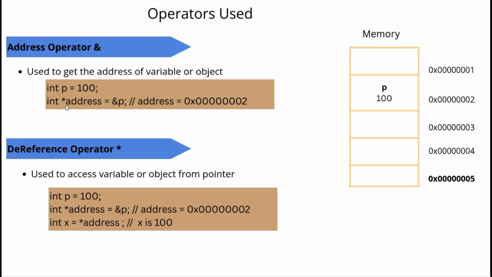Here, let's see, I have a pointer variable called address. You can name it anything; I just named it address for easy understanding. So this address variable stores the address of your variable p, which is in this memory location, so 0x0002 will be stored. So this is the address operator.